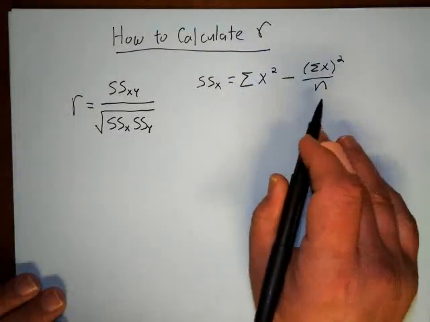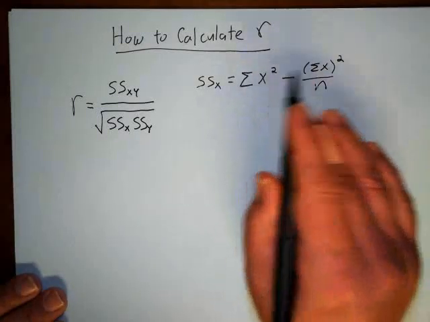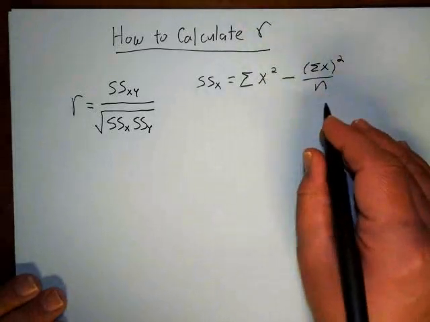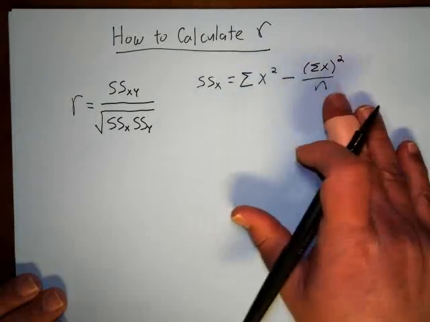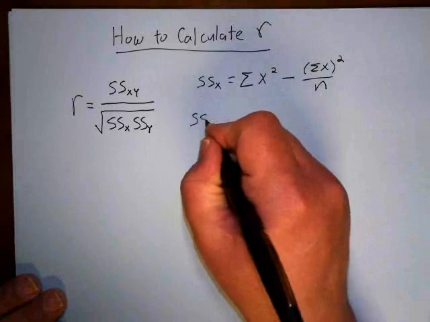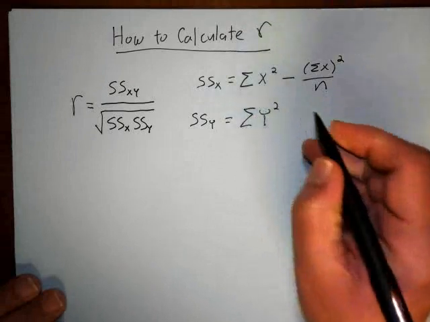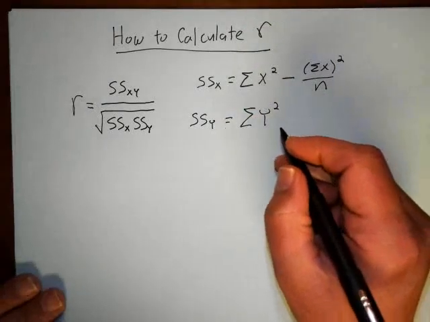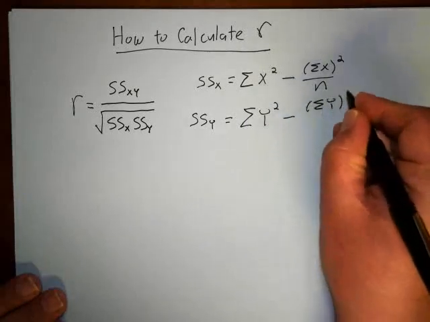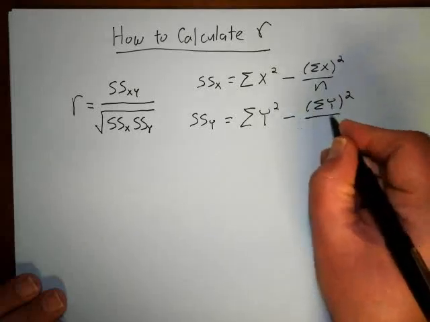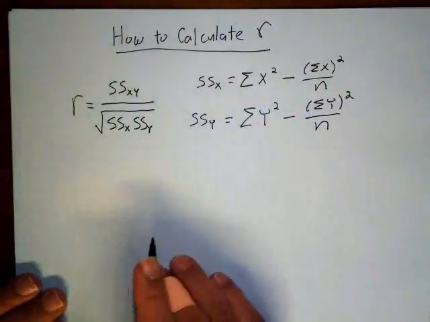That should look really familiar because that is the computation formula for the numerator in the standard deviation. If you were doing the standard deviation, you would just divide that by n minus 1 and take the square root. Okay? So very familiar at this point. The SSY is actually the same calculation, but you do it with the numbers in the y column. So it would be the sum of y squared minus the sum of y, quantity squared, over n. Pretty much the same thing, just the notation is changing because you're doing it with the y values.